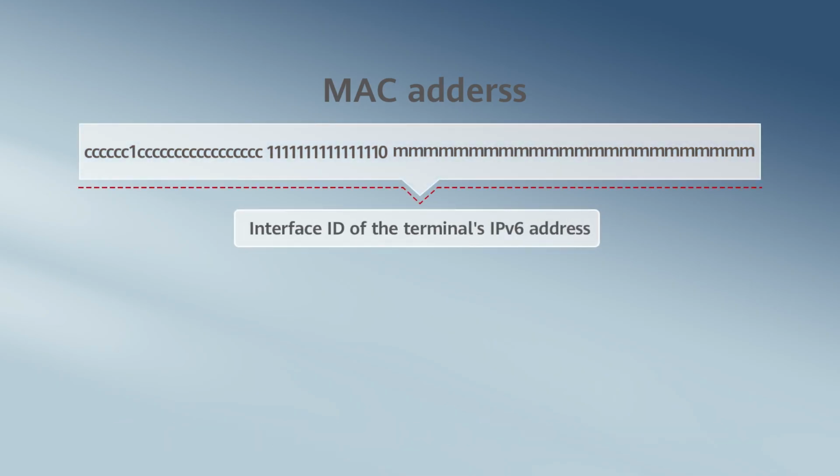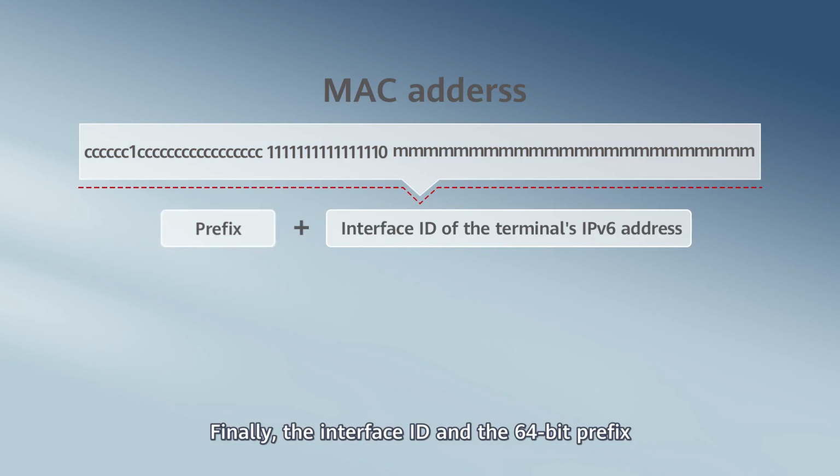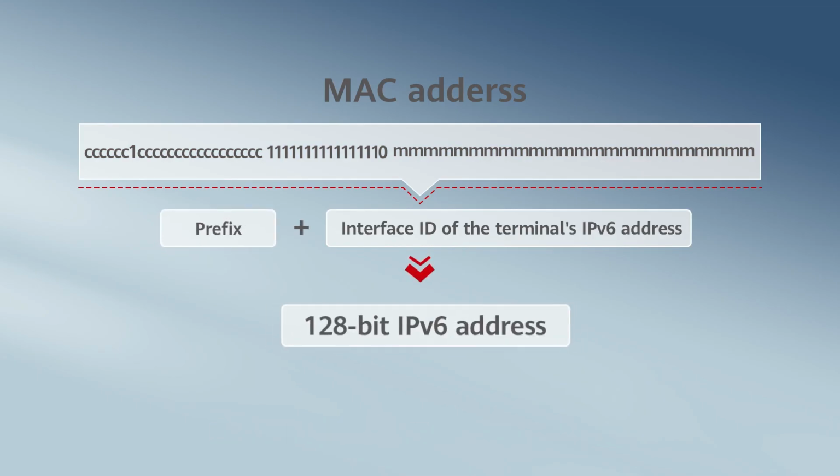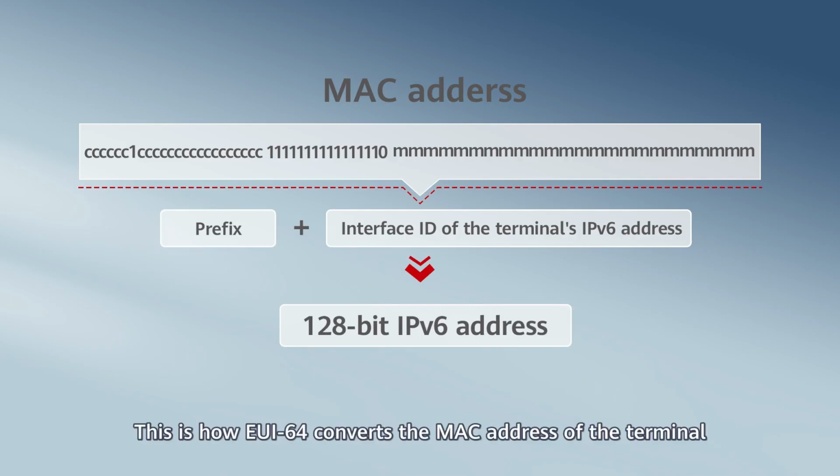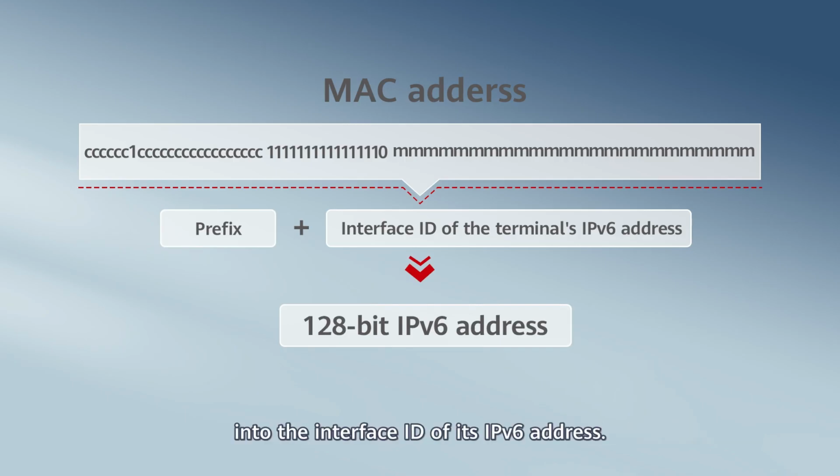interface ID. Finally, the interface ID and the 64-bit prefix form a 128-bit IPv6 address for the terminal. This is how EUI64 converts the MAC address of the terminal into the interface ID of its IPv6 address.